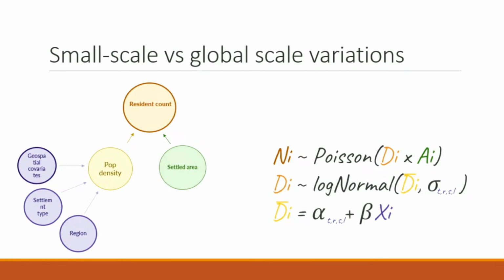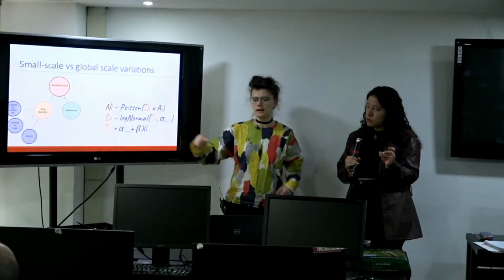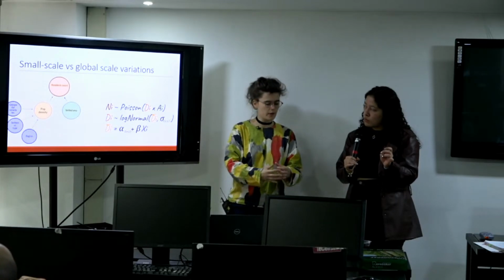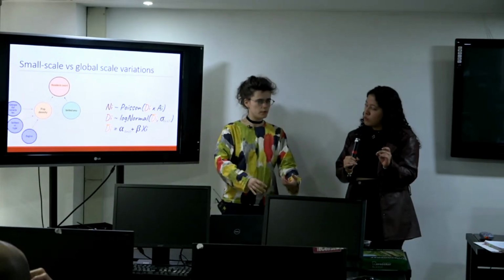And the small scale variations are the ones going into the covariates, and they are the ones that need to be at the area where you want to predict, which is probably the census unit.